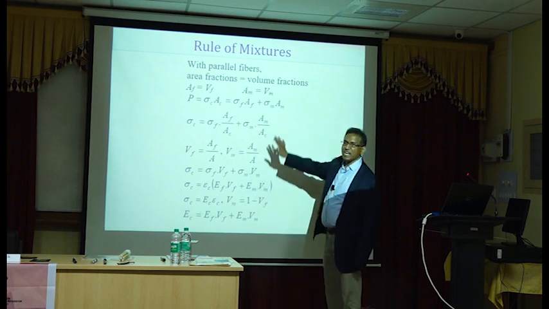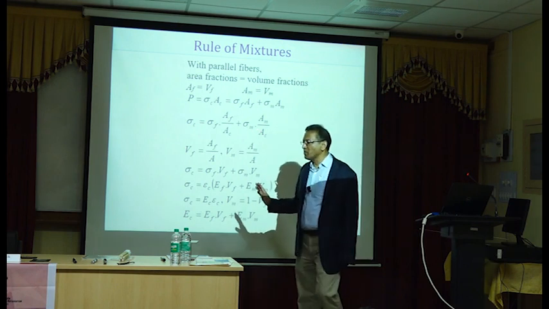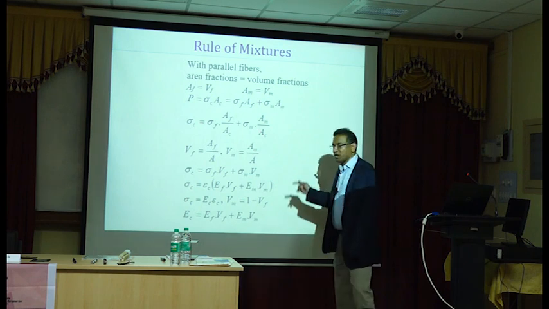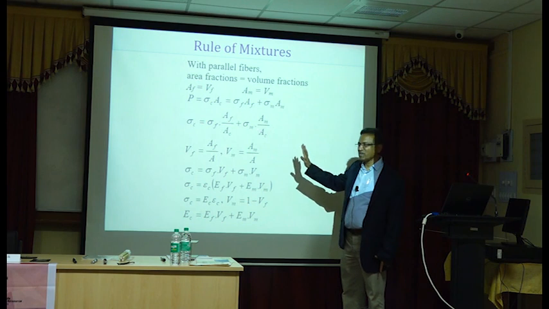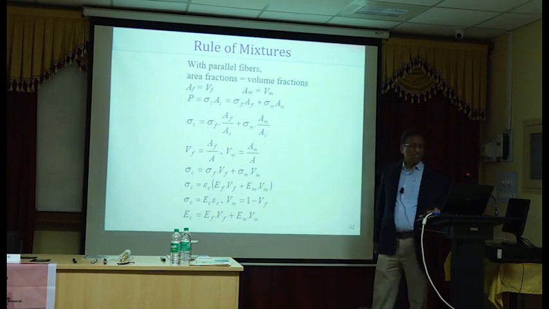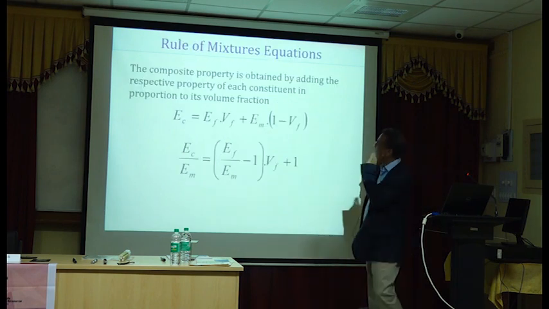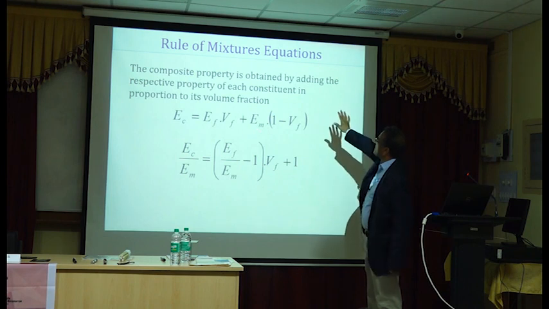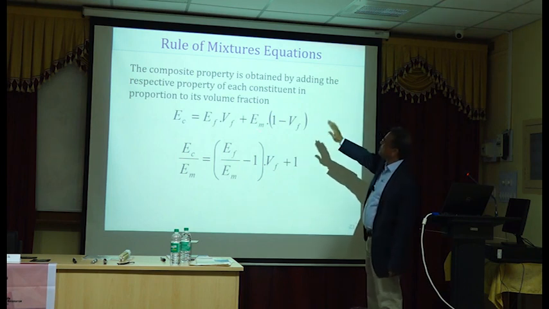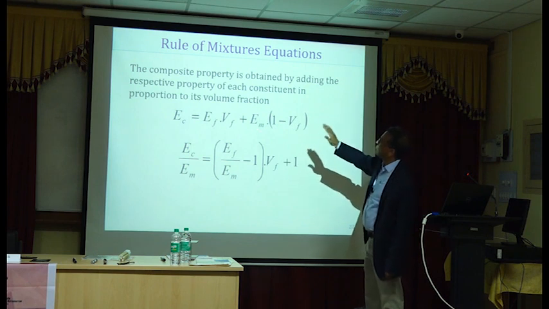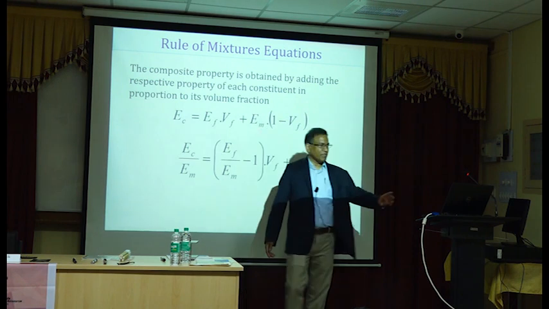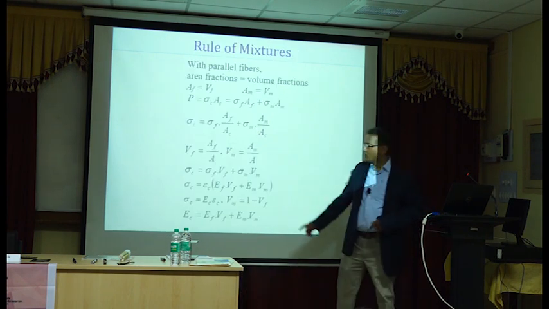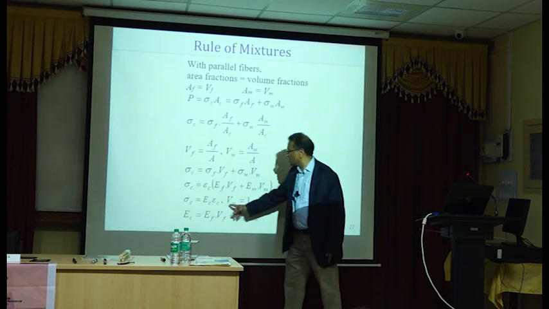So I'm just reading these equations, which is quite boring for you and for me, but you have these slides, so you can easily follow those. So it's very simple stuff. So composite properties can be obtained by adding respective properties of each constituent in proportion to its volume fraction. So from the previous slide, we made some rearrangement of terms.